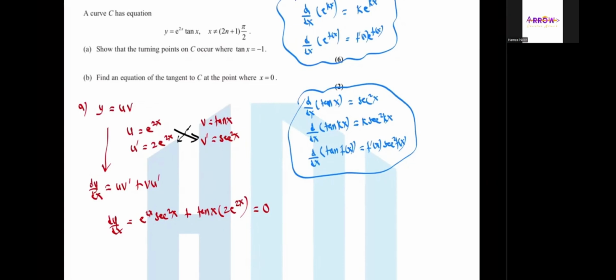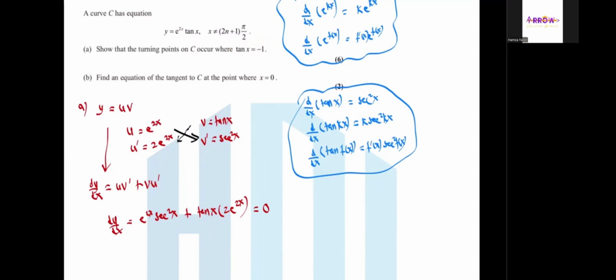We don't need to actually find the turning point, the stationary point. We just need to show that in order to get the stationary point, the turning point, you need this equation. The required equation is tan x equals -1. Okay, so we have the equation in this form.